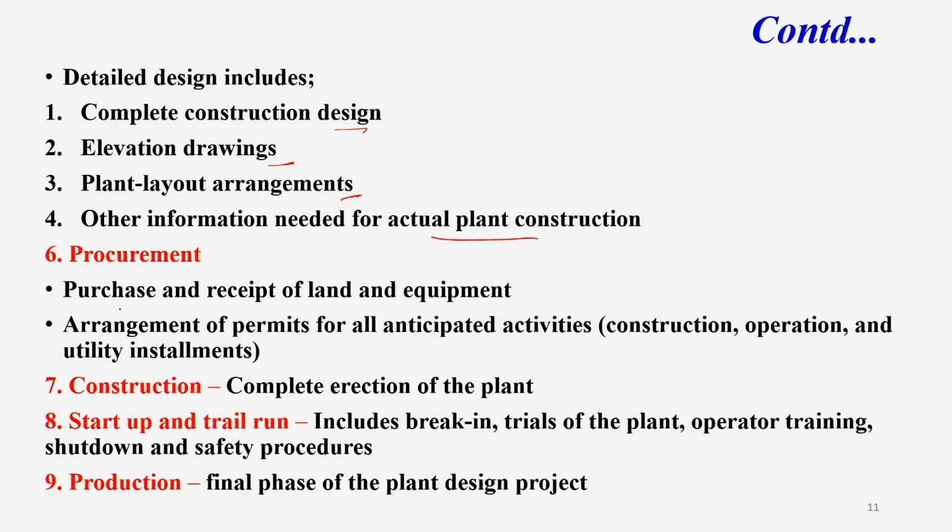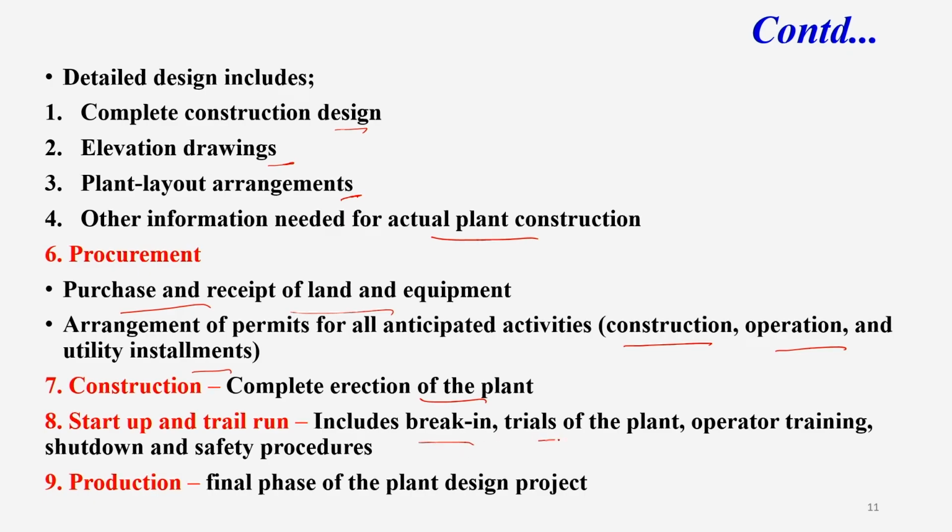So, once the drawing is approved, then we go for the procurement. There you have to go for the purchase and receipt of land and equipment, and then you have to see how to manage construction, operation and utility installation. Then finally, it goes for the construction and erection of the plant equipment and machinery. Then you go for the startup.